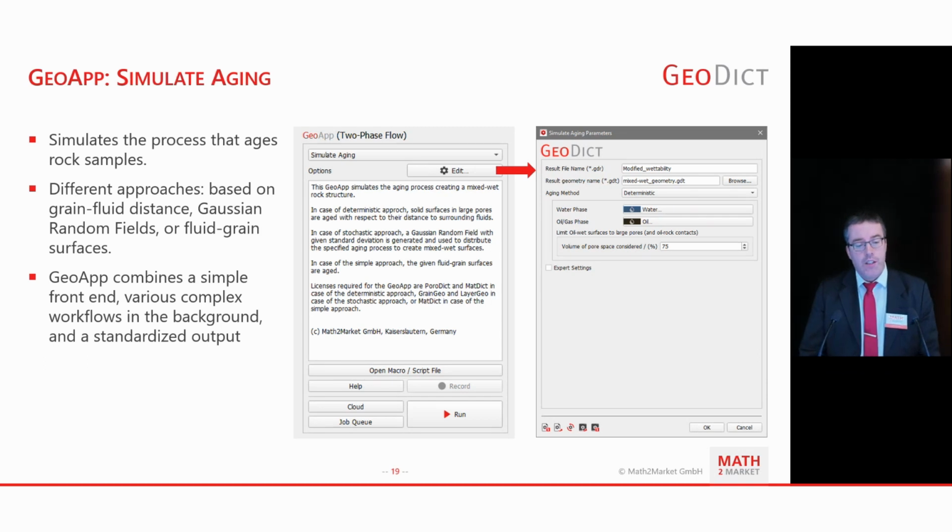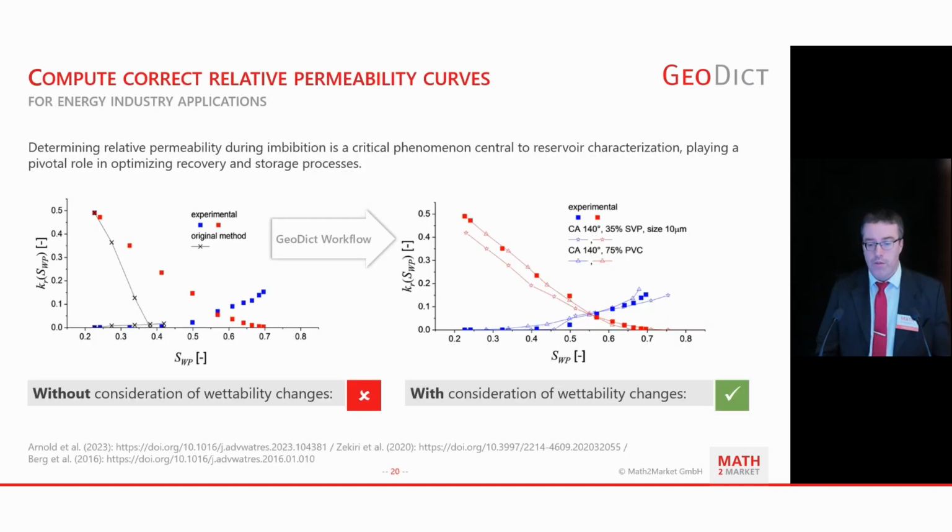But here again, the GeoApp combines a simple front end, various complex workflows in the background, because there are actually 3 aging methods implemented behind that, and a standardized output. As we had earlier in the previous talk, the result files, we can generate them with GeoApps too. In this case, we have a standardized result file, very simple input parameters, just stating, okay, I have a water phase, an oil phase, and I want to simulate the aging of my rock. Different approaches. I'll come back to that in a second. I think I have to speed up a bit.